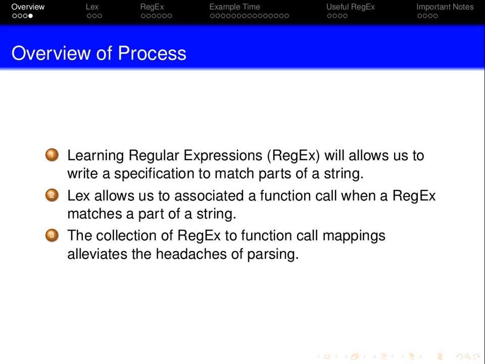Okay. So what are we going to do? Overview. We're going to talk about regex, which allows us to write a specification. Well, actually, we're going to talk about Lex first. Lex is going to allow us to associate a function call with the regex. Wow, this needs to be flipped, but that's okay. 1 and 2 are flipped now. And then the collection of our regex to function calls mapping alleviates the headaches of parsing, and hopefully I can show you how that can be used in order to simplify that whole HTML project.